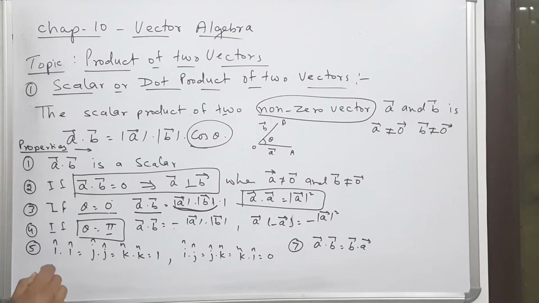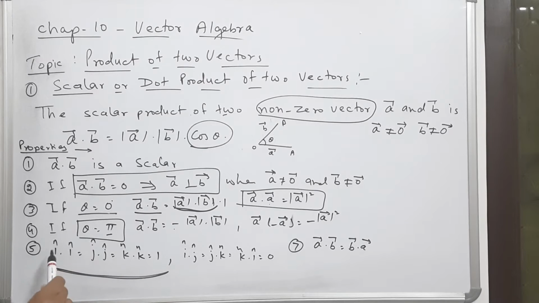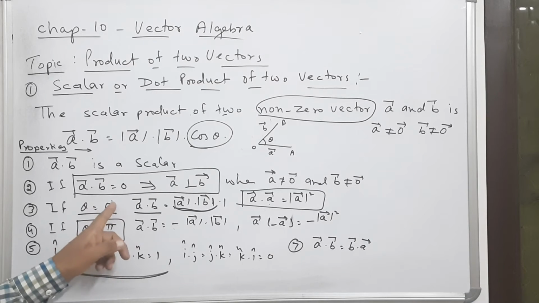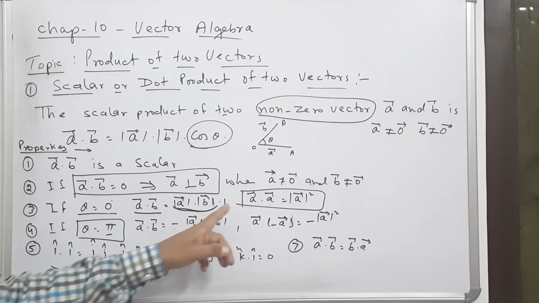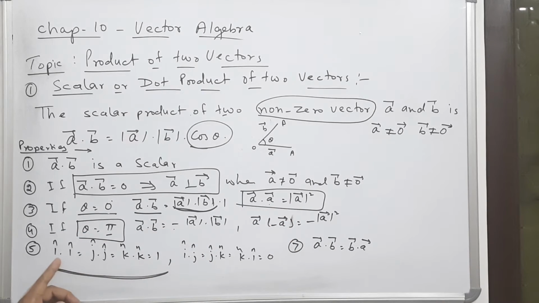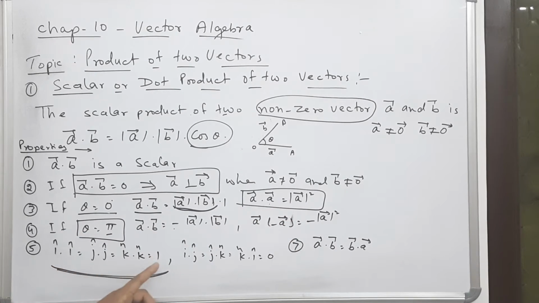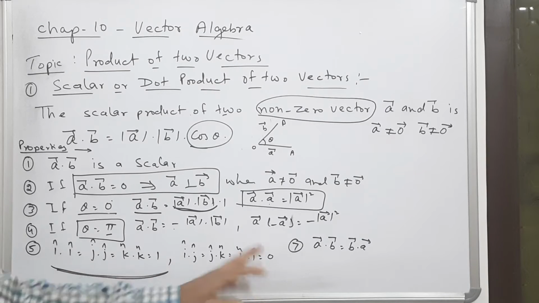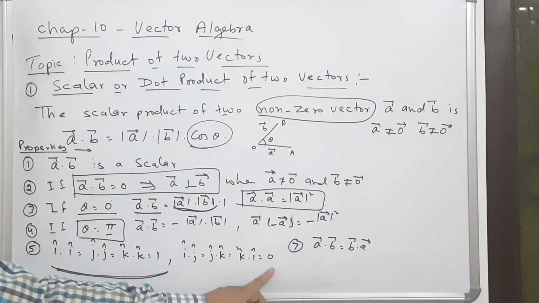The next is, in the i, j, k system, i dot i, j dot j and k dot k. You see what the angle between them will be? It is 0 degrees. So it will be equal to the square of the magnitude. And you know what the magnitude of i cap is? It is 1. So it is 1. And i dot j, j dot k or k dot i, all these are perpendicular to each other. So their product will be 0.